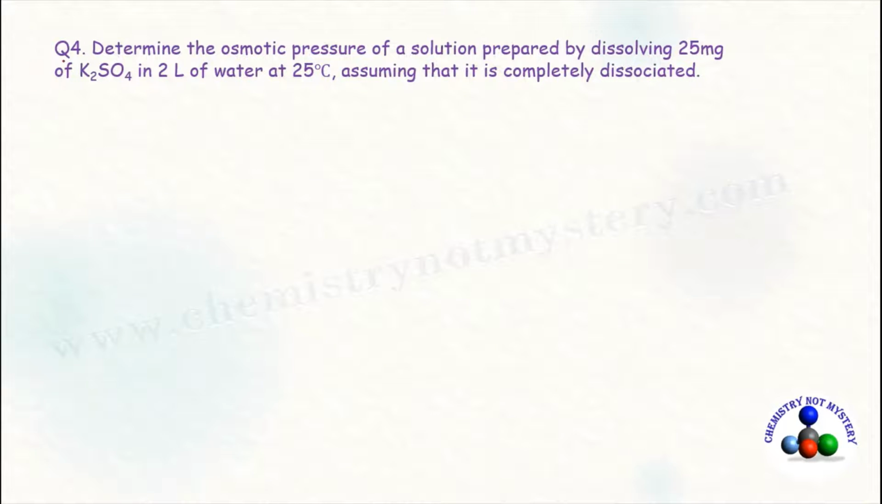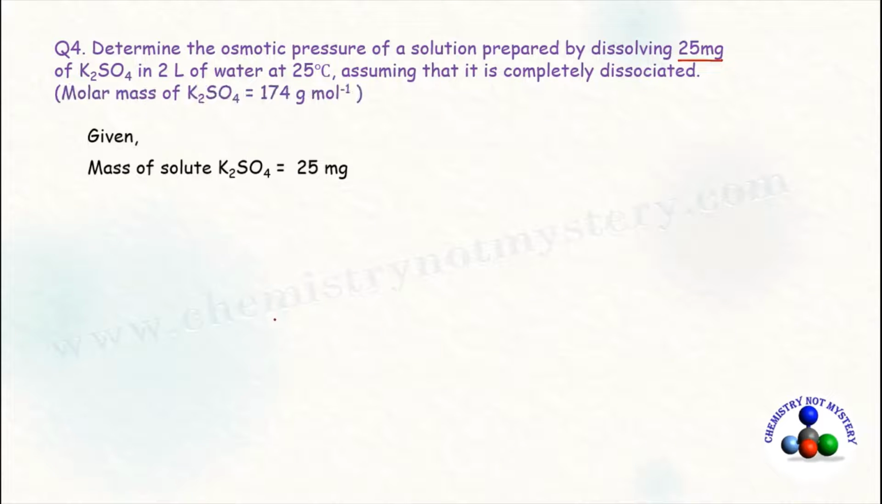Now come to the next question. Determine the osmotic pressure of a solution prepared by dissolving 25 milligrams of K2SO4 in 2 liters of water at 25 degrees centigrade, assuming that it is completely dissociated. So first of all, note down what is given in the question. Mass of solute, that is K2SO4, is given 25 milligram. And the molar mass of K2SO4 is given 174 grams per mole.